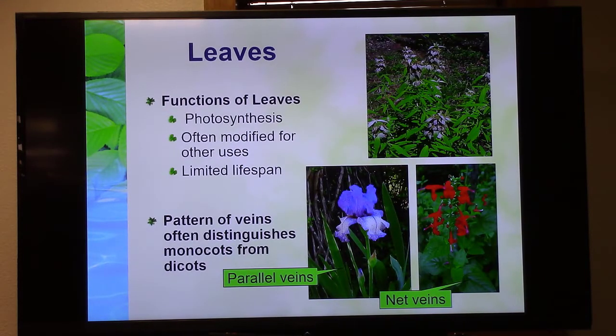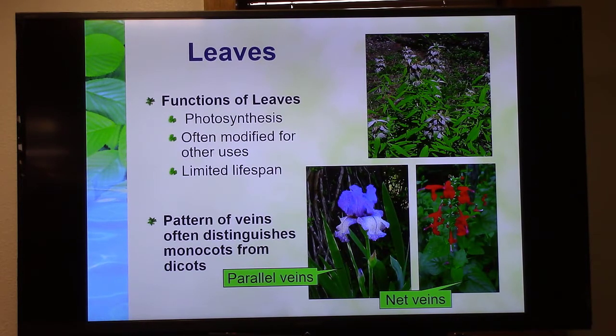Now to leaves. You've got a pile of leaves, right? Okay, functions of leaves. Photosynthesis, which is where the plant is making food, often modified for other uses, and a limited lifespan. What do we call plants that go through their entire life cycle in a single year? From seed to flower to dead, those are annuals, okay? What do we call plants that live a long time, many years? Perennials.